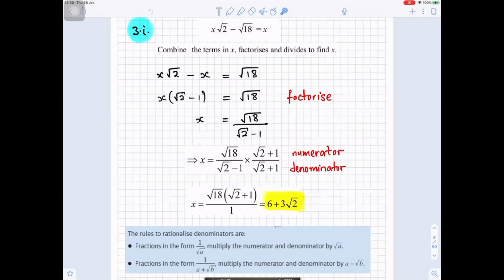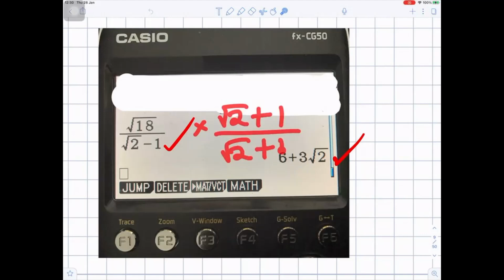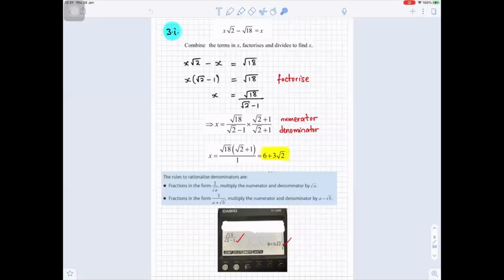And you can check with the calculator. If you just put root 18 over root 2 minus 1, it will give you the answer. But in the exam, you need to show your working by showing that you multiply by root 2 plus 1 all over root 2 plus 1. So the calculator will give you the answer, but you need to show the working when you're rationalizing the denominator. That's how we call the process. So that's the answer for question 3i.